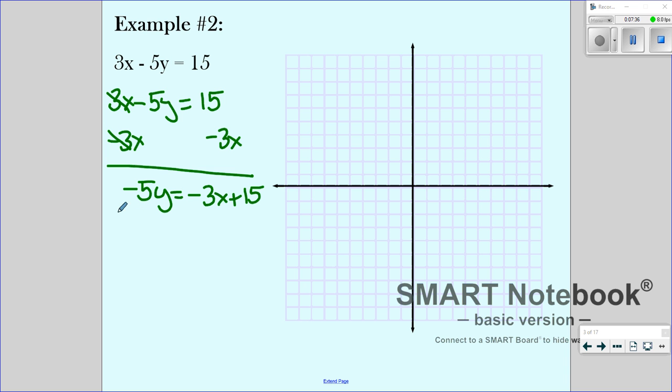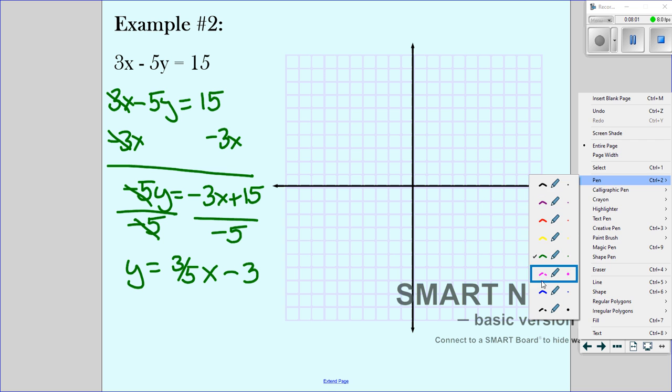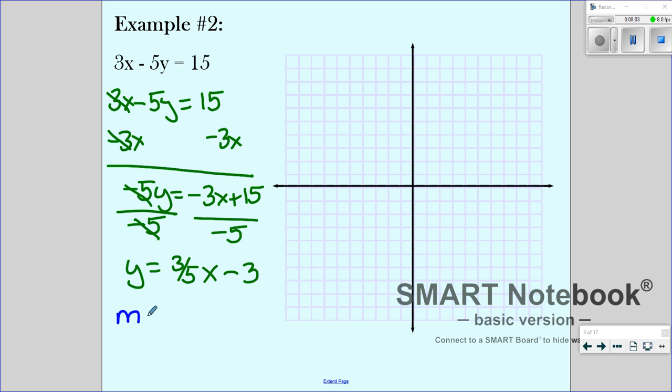We have to get that negative 5 out of the way by dividing it on both sides. Cancel it. Then it's y equals a negative divided by negative gives you a positive, so it'll be 3 over 5x. And then positive 15 divided by negative 5 gives you a negative 3. And then I'm going to state what my m is. My m, which is my slope, I'm going to write that, is 3 over 5. So that means I'm going to be going 3 up and then 5 to the right.